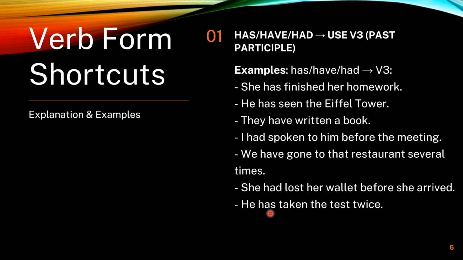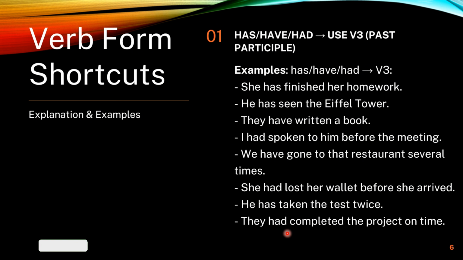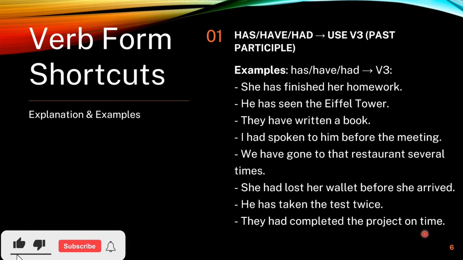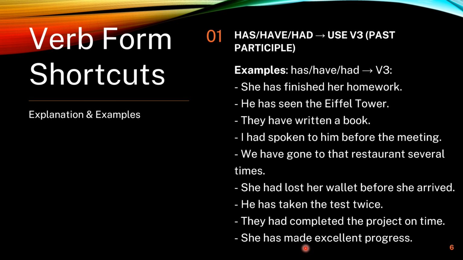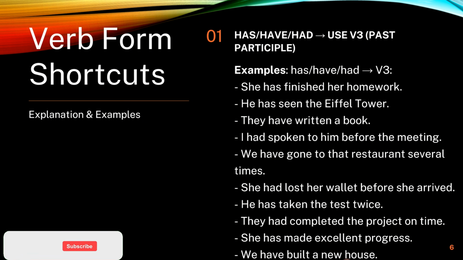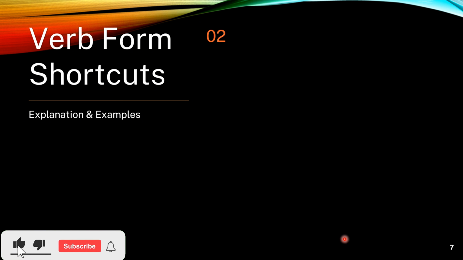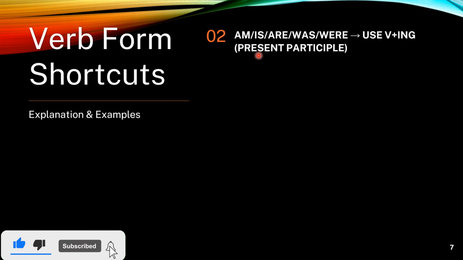And then with has, always remember, we go with the third form of the verb, taken. They had completed the project on time, right? Who completed? They. Had, with had, we go with the third form of the verb. She has made excellent progress. We have built a new house. Let's move to the next one. Next we have am, is, are, was, were.